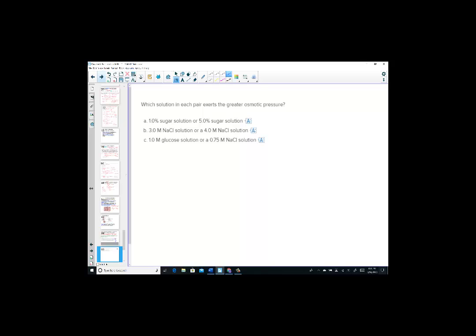Let's think about the following. Which solution in each pair exerts a greater osmotic pressure? Osmotic pressure is a colligative property, which tells me the more concentrated the solution, the more pressure there is. I just wanted to be sure to write that note for you.